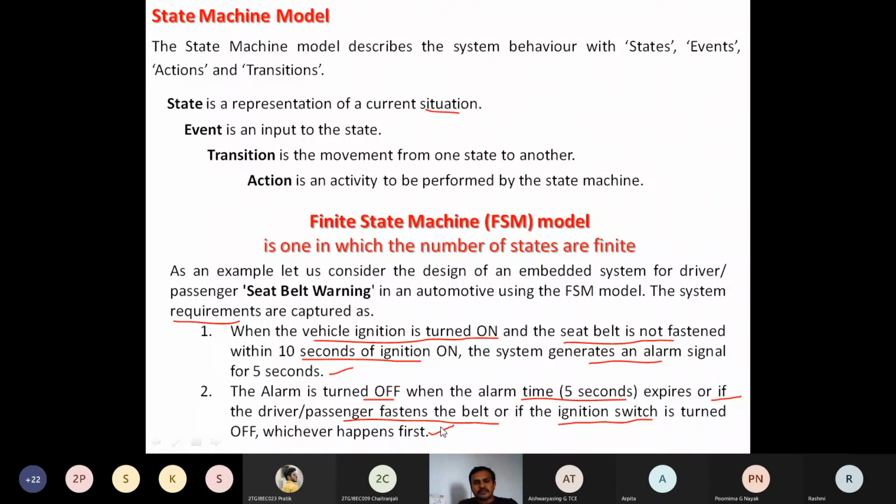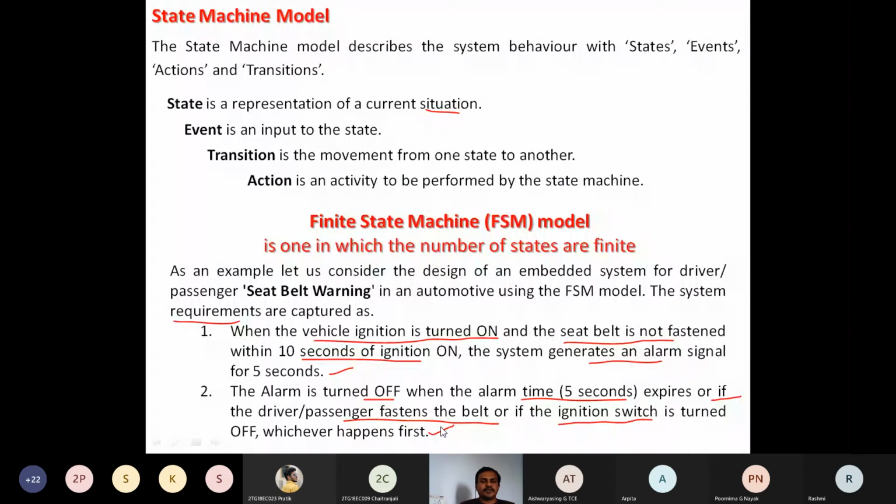Hope you got the concept. What is the concept? What is the requirement? Meghna? Meghna, got the concept? What is the requirement about seat belt warning system?